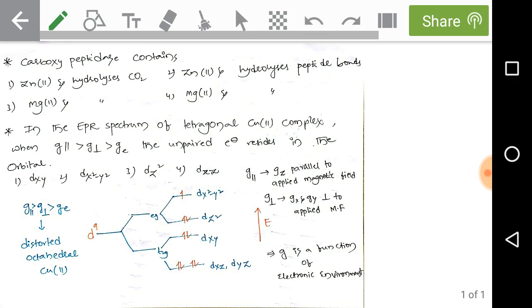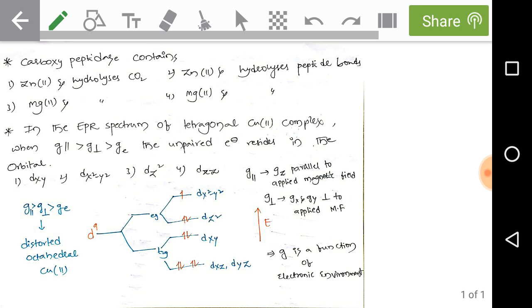For example, if G perpendicular is greater than G parallel, that means the electron density or electron environment is more around dx square minus y square. In that case, dx square minus y square should have 2 electrons and dz square should have 1 electron.